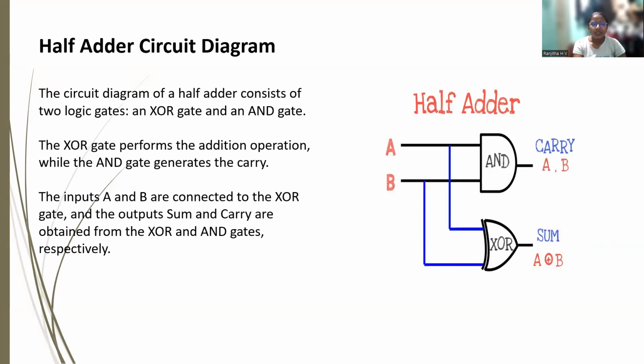Half adder circuit diagram. The circuit diagram of a half adder consists of two logic gates, an XOR gate and an AND gate. The XOR gate performs the addition operation while the AND gate generates the carry. The inputs A and B are connected to the XOR gate and AND gate, and outputs sum and carry are obtained from the XOR gate and AND gate respectively. Here we can see the half adder circuit diagram, where we are going to use the AND gate and XOR gate.